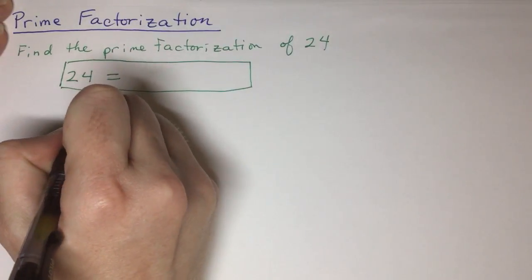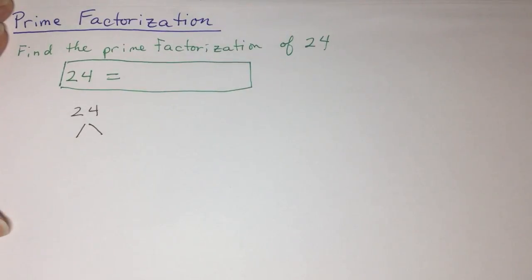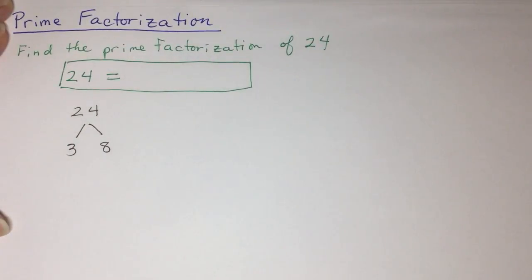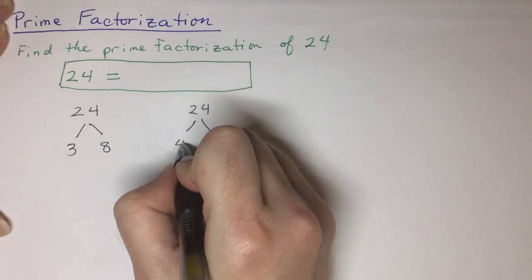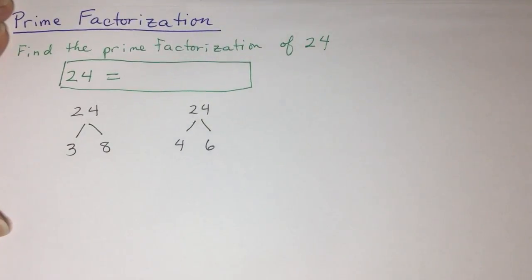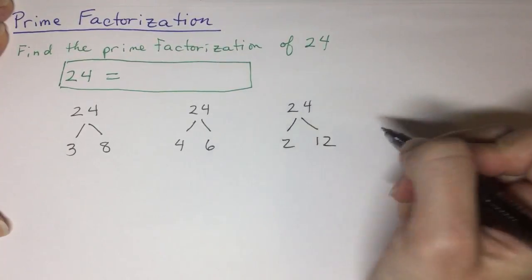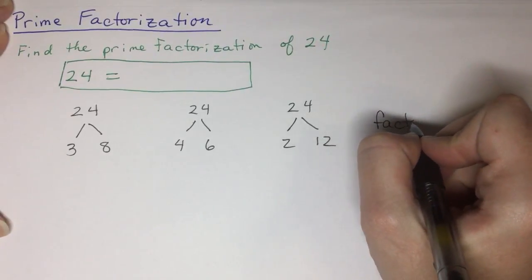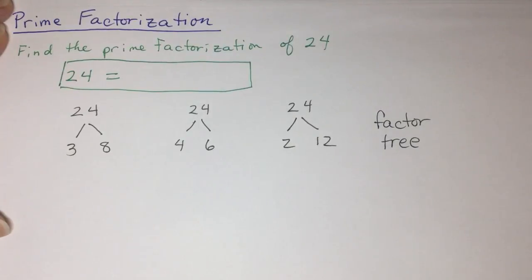Now, with the factor tree, I'm going to start with my number 24, and I'm going to come up with any two factors of it. So I might see 24 as 3 times 8. You might see 24 as 4 times 6, and someone else might see 24 as 2 times 12. So these are the start of 3 different factor trees.